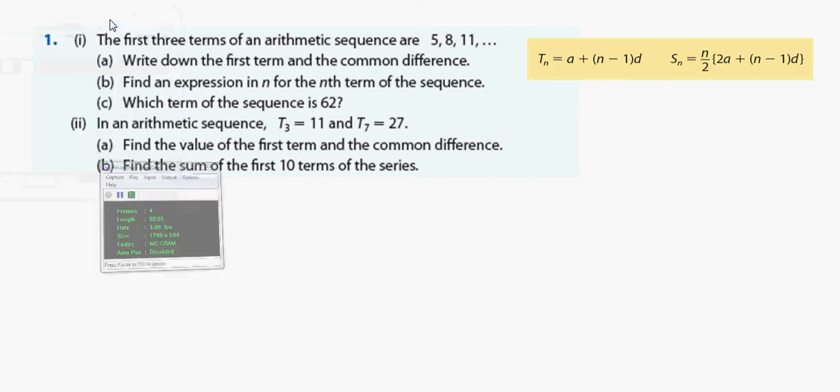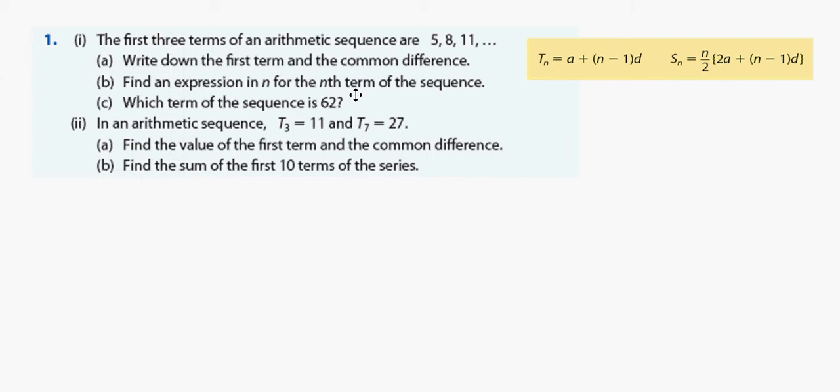Okay, question 1. The first three terms of an arithmetic series are 5, 8 and 11. Write down the first term and the common difference. Okay, so for part A, what you've got to remember is the first term is basically a, okay? So a equals 5. The common difference is the gap between each one, so that's going to be 3.